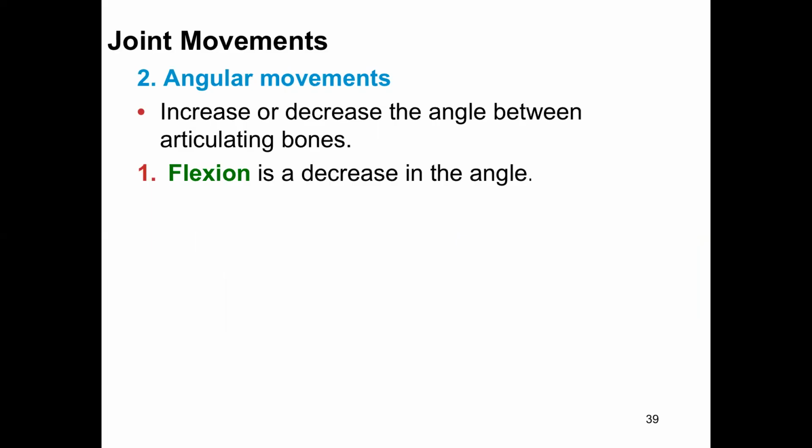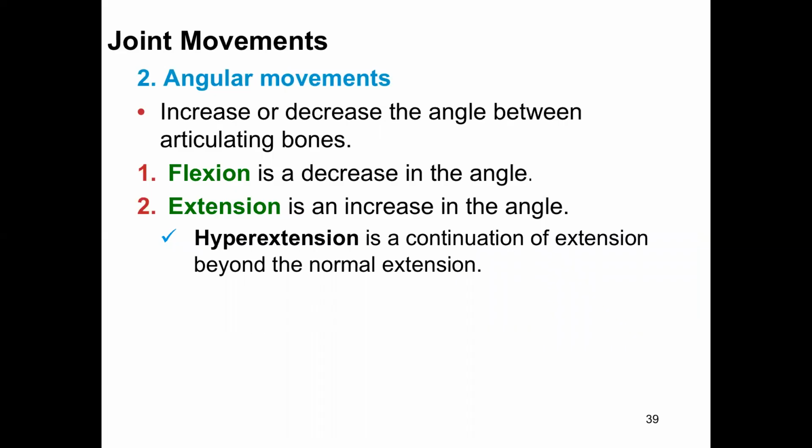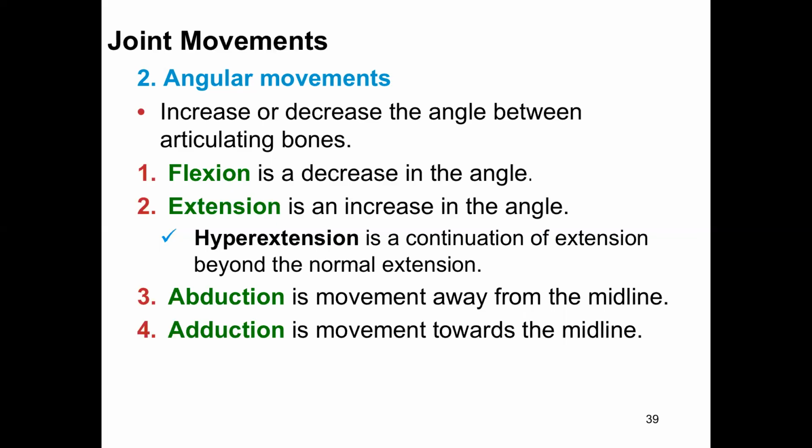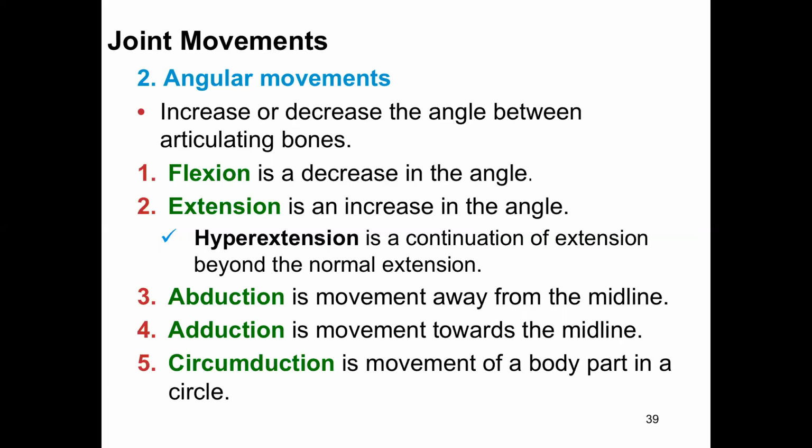Flexion is a decrease in the angle, and extension is an increase in the angle. Notice that these come in pairs, and in my notes, I put brackets to highlight the pairs. Flexion is the opposite of extension, depending on how you look at it. But you can also have hyperextension, where you continue the movement beyond a normal extension. I have a picture to show you what that means. Then you have abduction, which is movement away from the midline, and adduction is movement towards the midline. And then circumduction, which is a movement of the body in a circle.